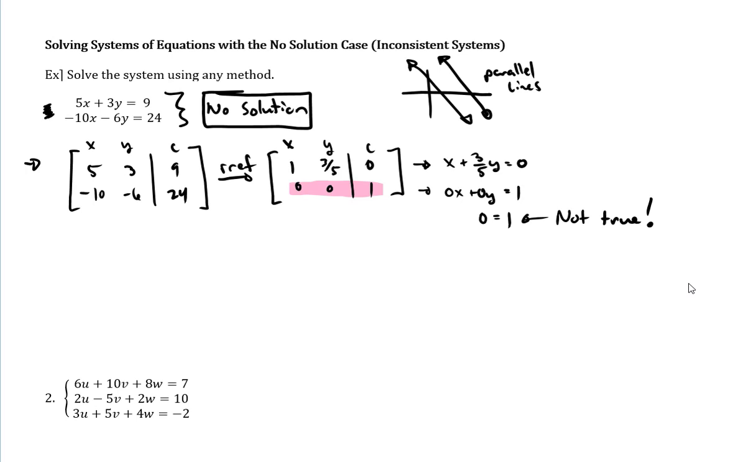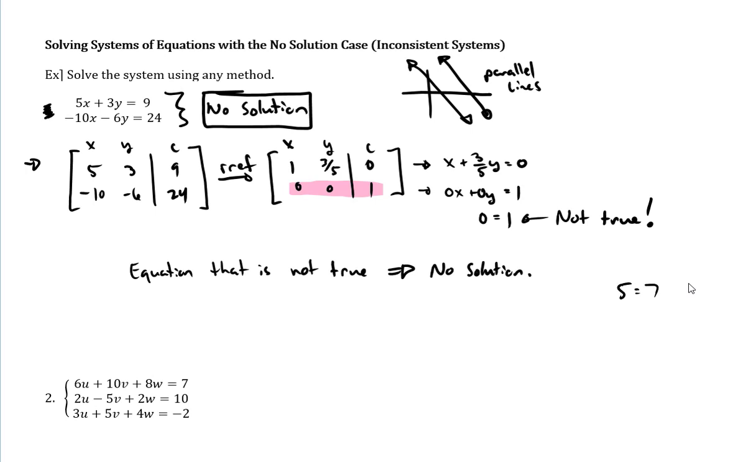I'd use the calculator to speed things up, but if we were to try to solve this with any other method, we would eventually get an equation that's not true. As soon as you get an equation that is not true, that means it's the no solution case. It doesn't matter what method you use, you're going to get something that's not true.